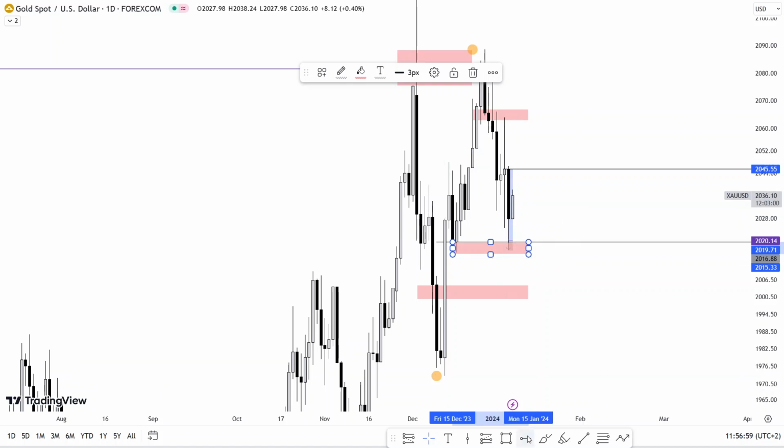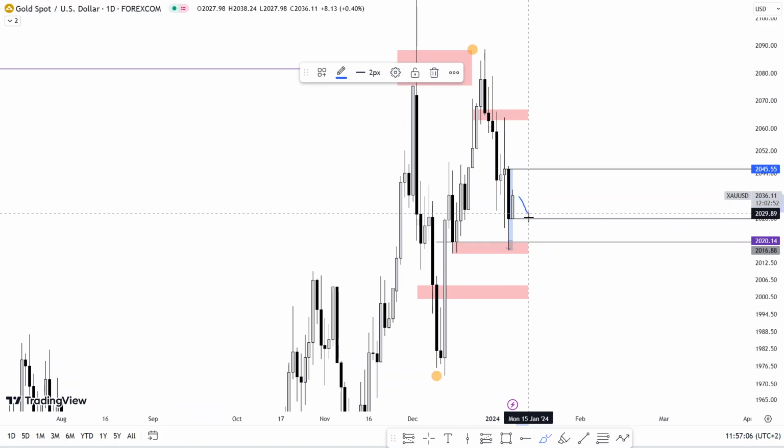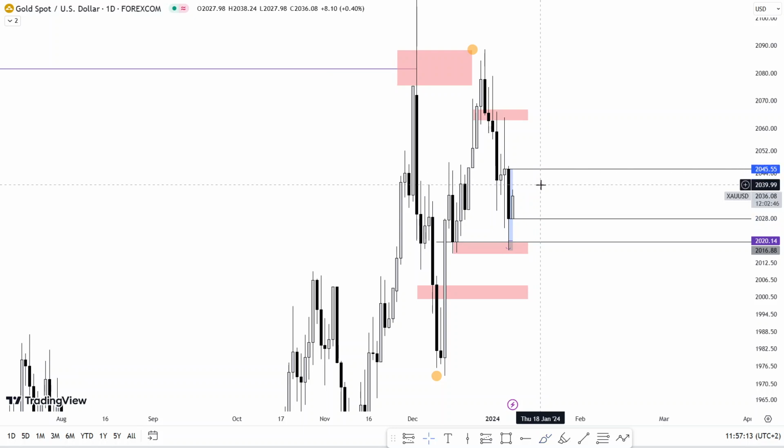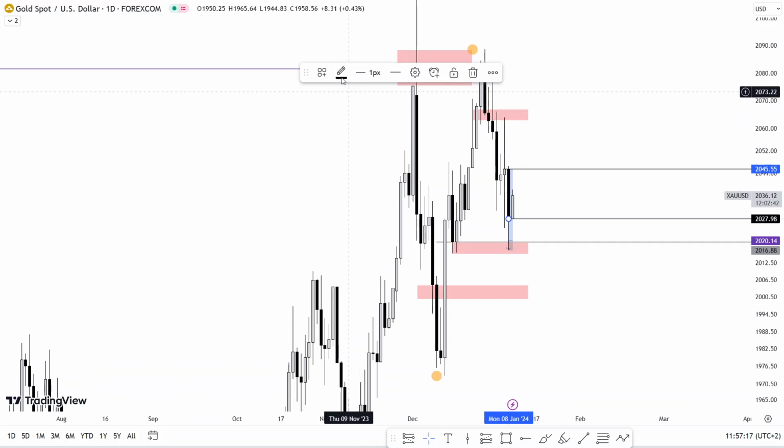So if we close bullish, we're going to mark this level out, and then if price the following day comes back here, we'll be anticipating a bullish move. Personally, that's for me. I'm just marking out this daily level right now. I'm gonna mark it with blue.